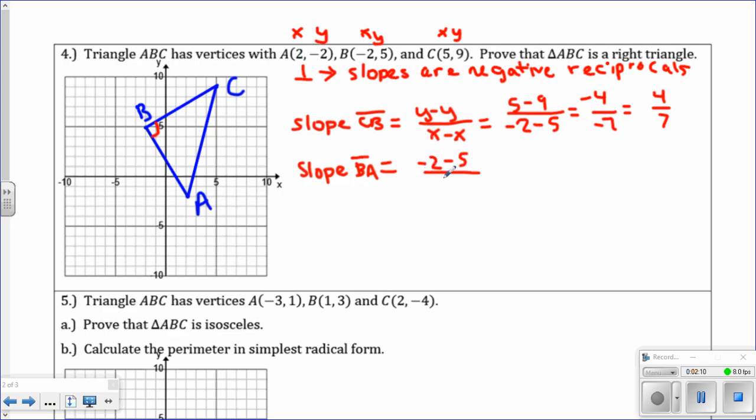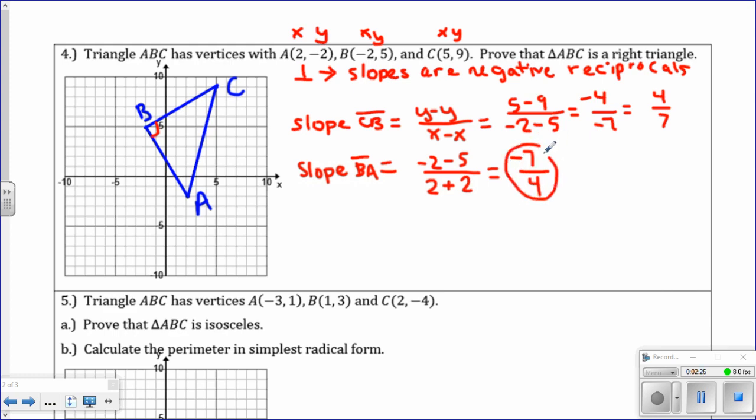I go back to point A, 2. Now the formula is subtracting, and I'm subtracting a negative 2. Well, subtracting a negative really changes to addition. Negative 2 minus 5 is negative 7. 2 plus 2 is 4. Already reduced down.